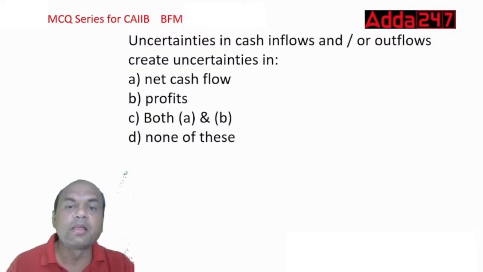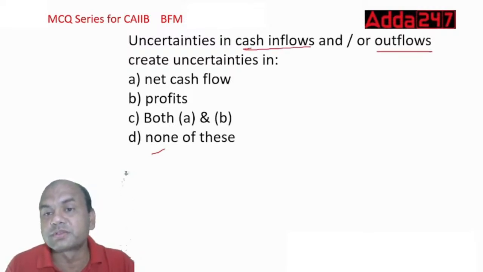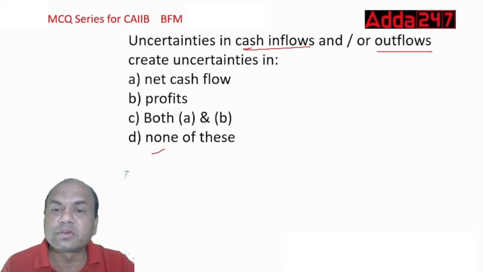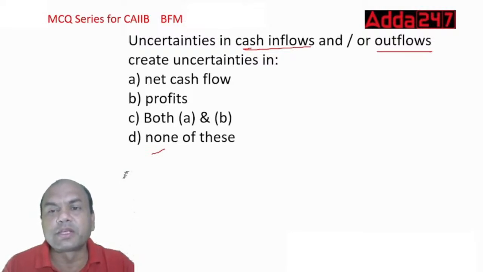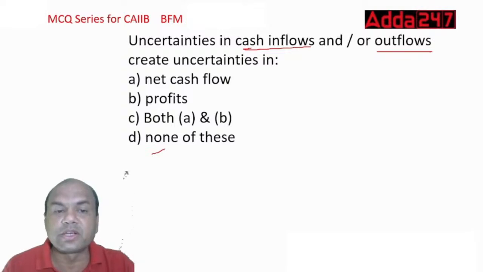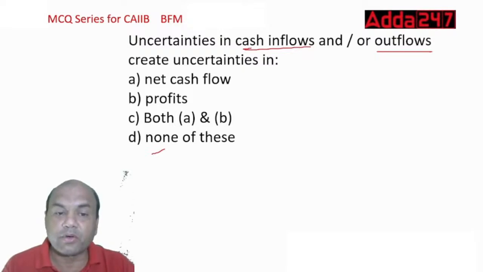Uncertainties in cash flow, cash inflows or outflows can create uncertainties in net cash flow, profits, both A and B, none of these. So uncertainties in cash inflows or outflows, both. You'll say, sir, inflows is okay, how come outflows? See, both are the same. Suppose sometimes my outflow is, let's say, 1 lakh and next month my outflow is 1.5 lakhs. It's uncertain. Similarly for inflow also. So it can create uncertainties in net cash flow, profits, both A and B. Obviously, isn't it? Both A and B.